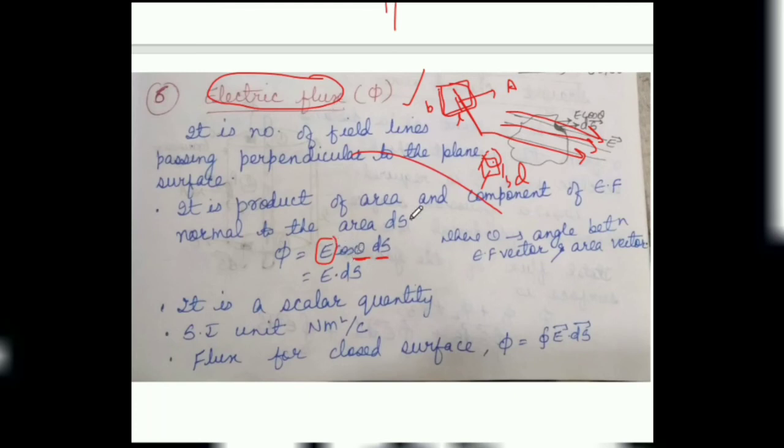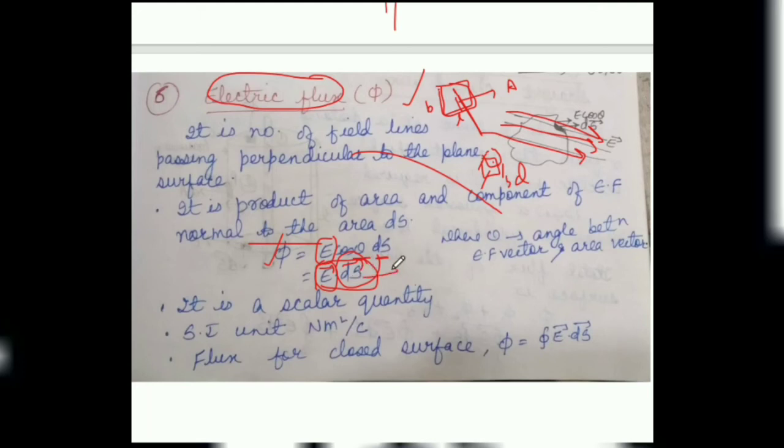So electric flux is the product of area and the component of electric field normal to the area. E cos theta dS, it means E dot dS. Just revise this one. This flux is represented by phi and it is equal to E dot dS, which means E dS cos theta. When the angle between dS, the area vector, and the electric field is zero, both in the same direction, there is maximum flux. But if these are normal to each other, in that case minimum flux is there.